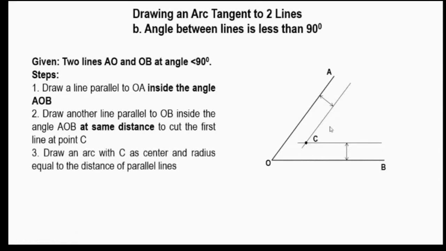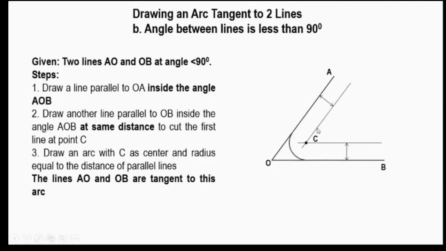With C as center and radius equal to the distance between the parallel lines. I have drawn these arrowheads. So this distance or this distance, both are equal. This distance as radius and C as center, draw an arc. This is the arc such that the two lines OA and OB are tangent to this arc. So by this method we can draw an arc tangent to both the lines, and the angle is any value less than 90 degrees.